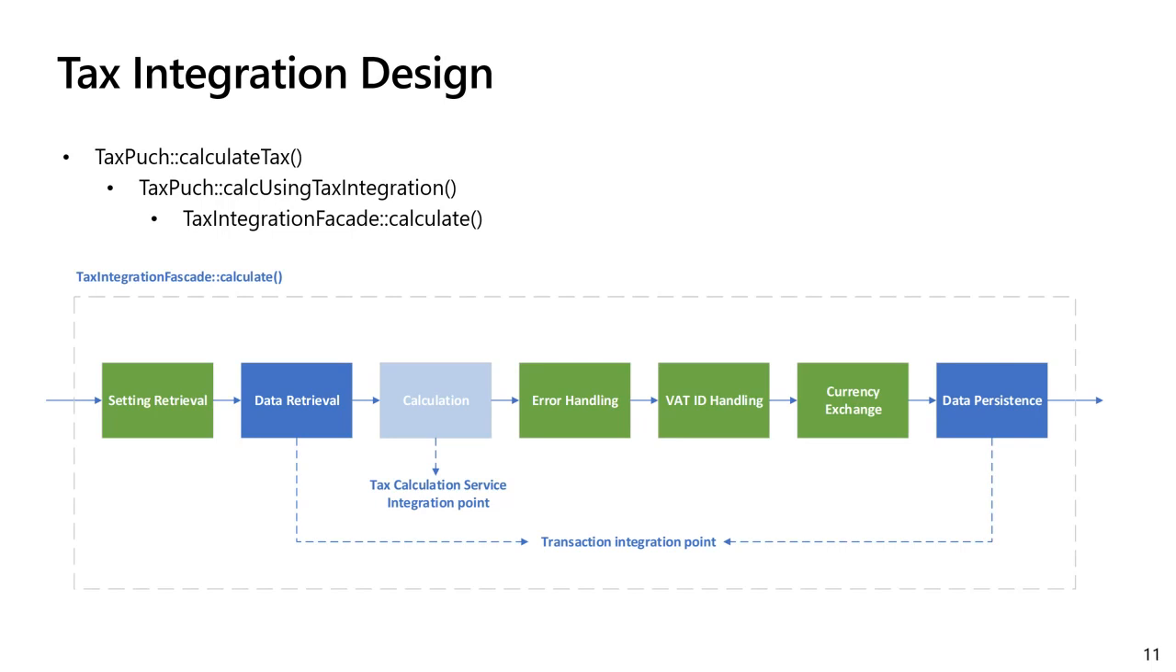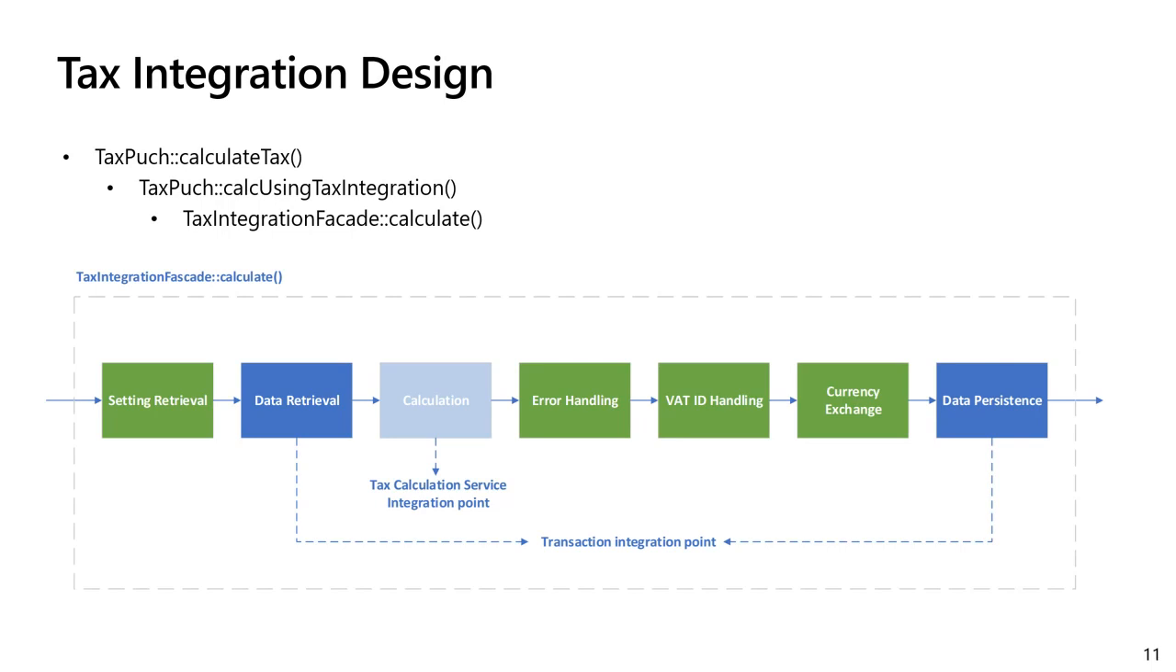So that means when you would like to extend with your own transactions, you can call the tax integration facade calculate method. This will be the major entry point. Let me introduce a bit about how this method is implemented. Below is the graph about the overall process. This process is split into different stages. From left to right, I will introduce one by one.